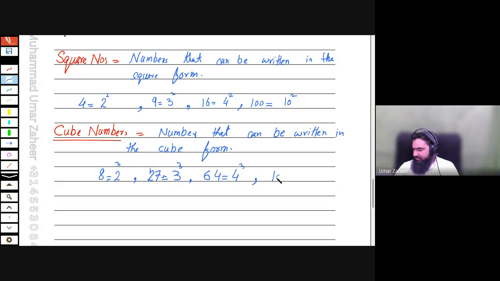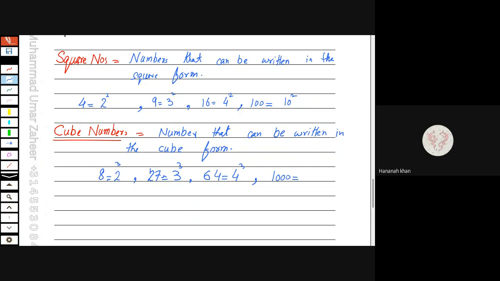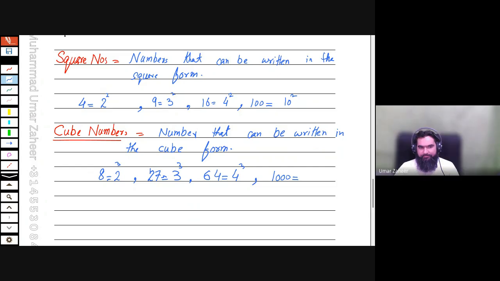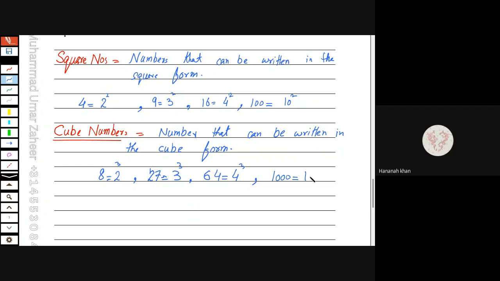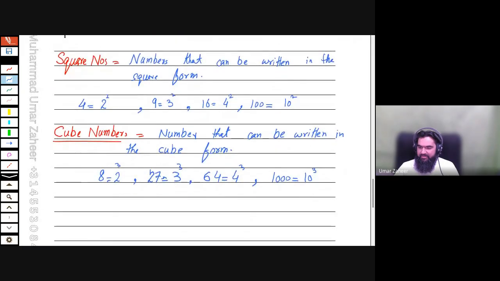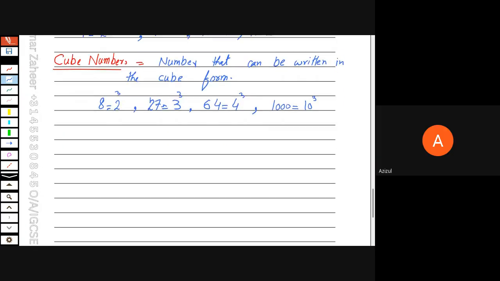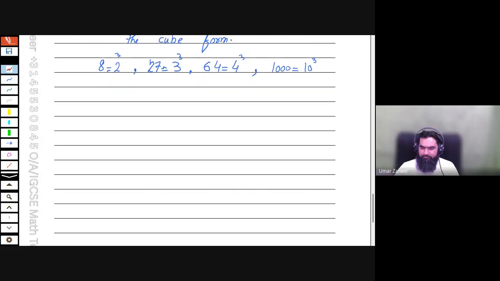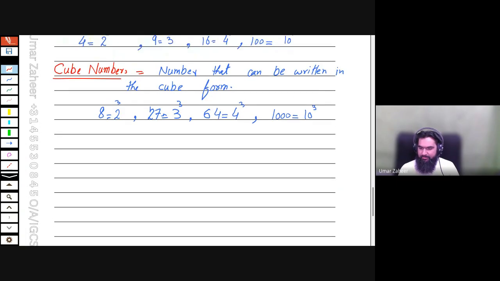Can you please tell me, is 1000 a cube number? Anyone, please raise the hand. Is 1000 a cube number or not? Yes, Hana. It is a cube of 10. Yes, everyone, it is clear what square numbers and cube numbers are. All right. Next, we have rational numbers.